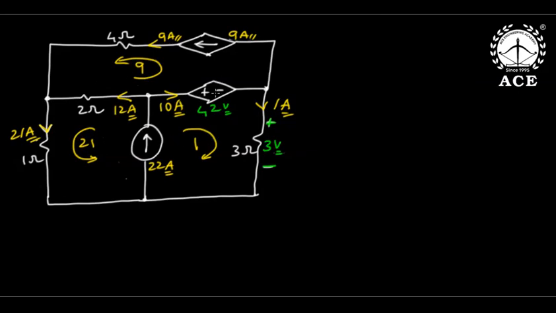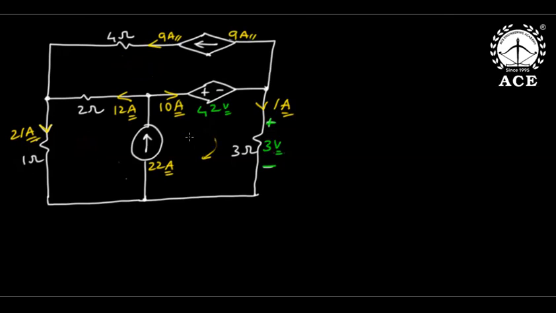This is 22. Okay, now we got everything. Once we got the branch currents, now I can find the branch voltages. So now the mesh current part is over, and I can remove these mesh currents.